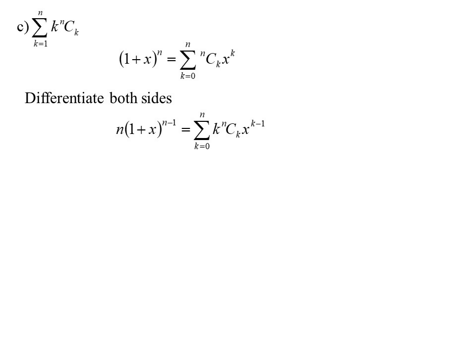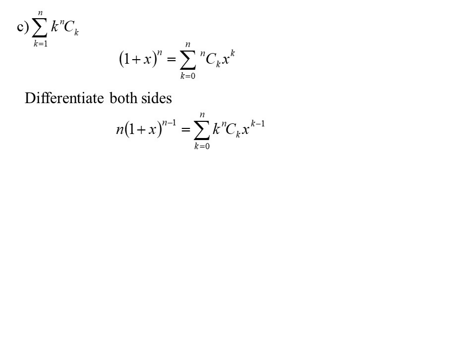on the left-hand side, we'll use our chain rule: bring down the power, lower the power, differentiate the inside. On the right-hand side, it's just x to the power of k I'm differentiating. The k will come to the front, but the power will be k minus 1. I now have this new expression. I want it to be k times nCk. I've got k times nCk x to the power of k minus 1.